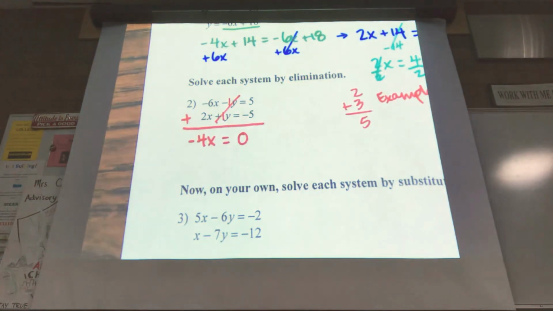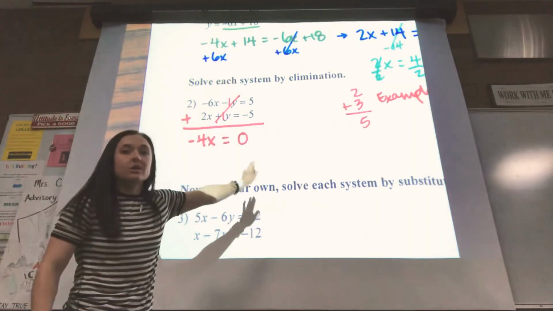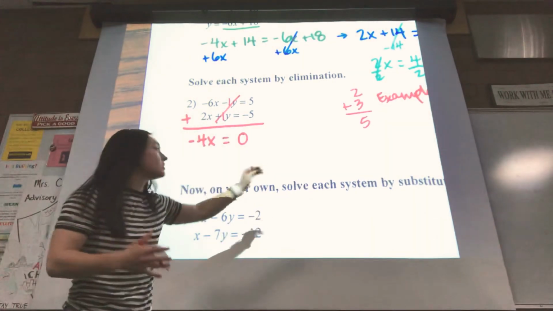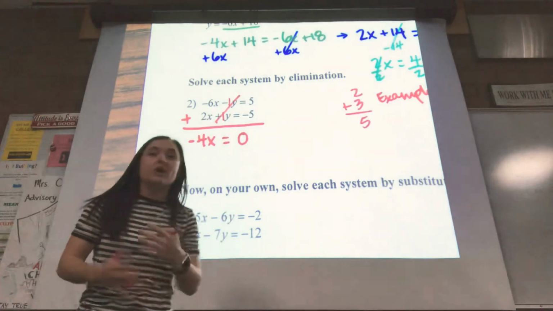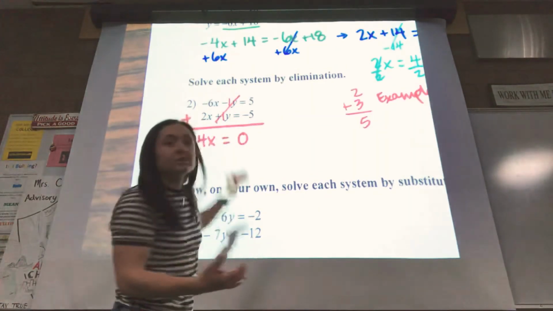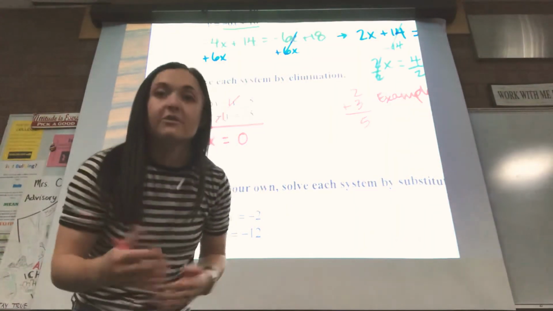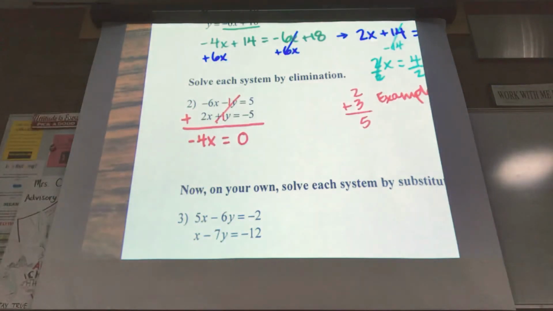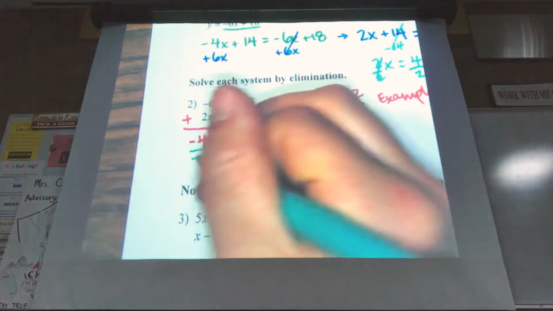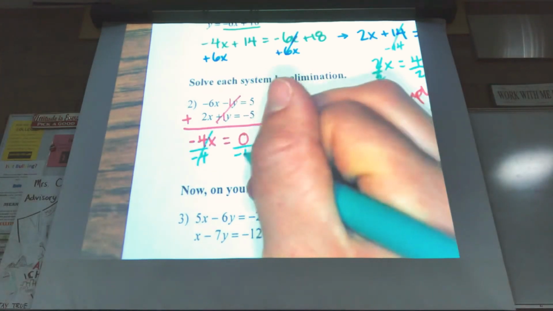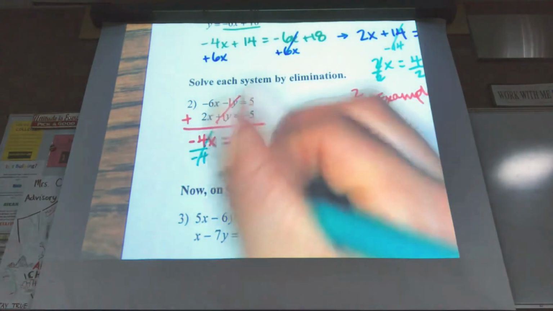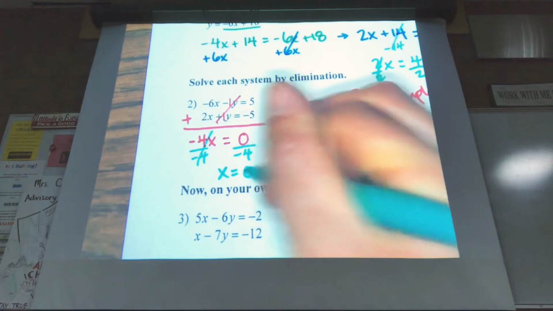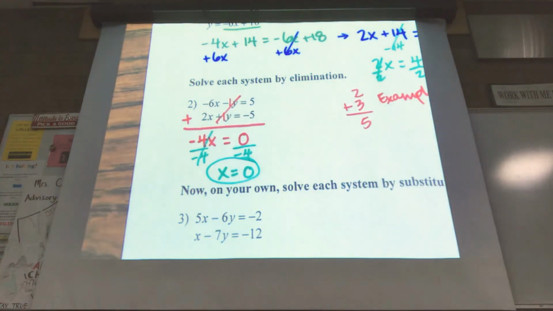Okay, this is a step where if you come to this point on your example or your practice problems, don't freak out. You only want the variable to eliminate. If the numbers get to 0, that's okay. We can still solve. Okay, so keep watching. So we know that negative 4 times something equals 0. Well, we know that the opposite of times by negative 4 is divide by negative 4. 0 divided by negative 4 is 0.